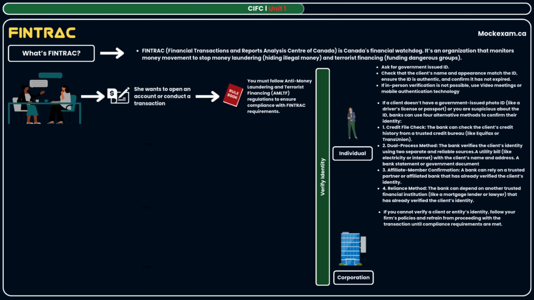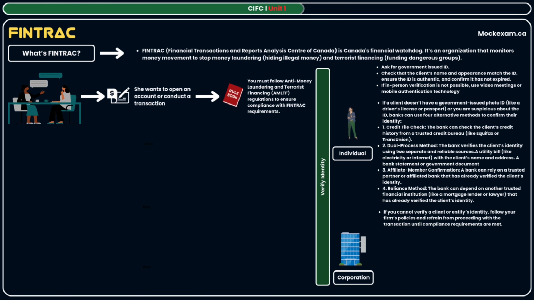Okay, you suspect the ID and you went through those four alternative methods, and you're still suspicious. Okay, just reject that client. I'm sure the firm that you work for has a procedure in place, has a rule in place, and that rule says, okay, refrain from opening an account or conducting any business with that client. You have to follow that policy.